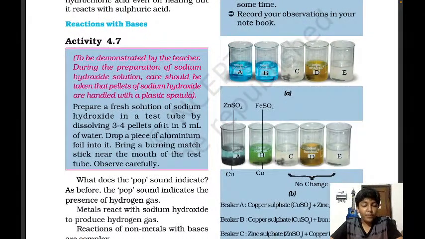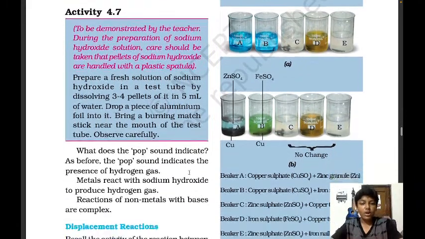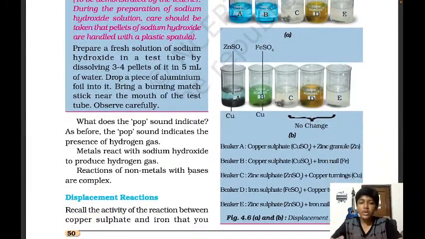So prepare a fresh solution of sodium hydroxide in a test tube by dissolving 3-4 pellets of it in 5 milliliter of water. Drop a piece of aluminium foil into it. Bring a burning matchstick near the mouth of the test tube. Observe carefully. What does the pop sound indicate? As before, the pop sound indicates the presence of hydrogen gas.